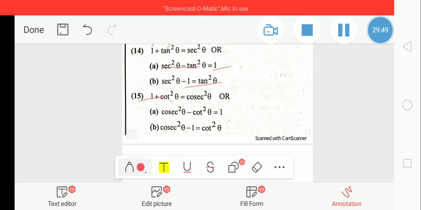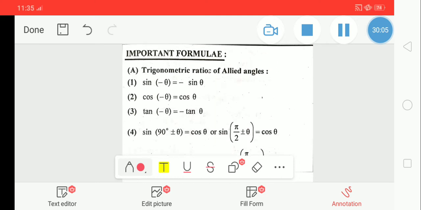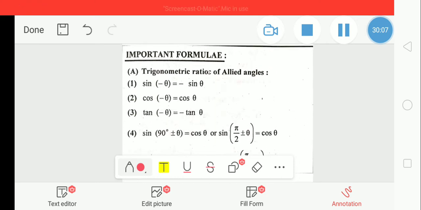Now here also the same. Cot square theta going to the opposite side, cosec square theta minus cot square theta is equal to 1. Now 1 going to the opposite side, cosec square theta minus 1 is equal to cot square theta. Now these we have already studied.